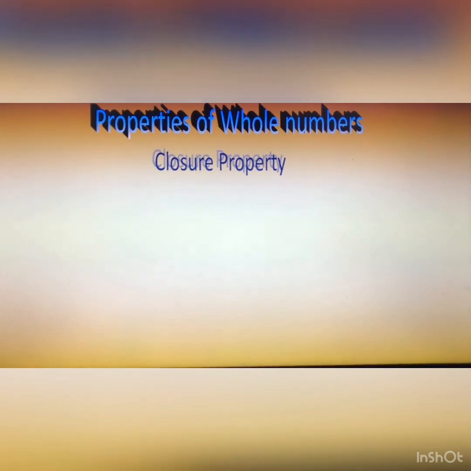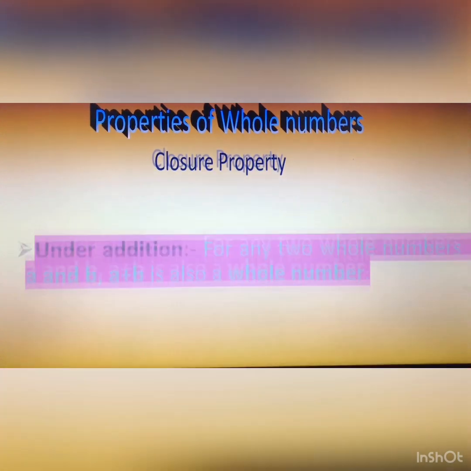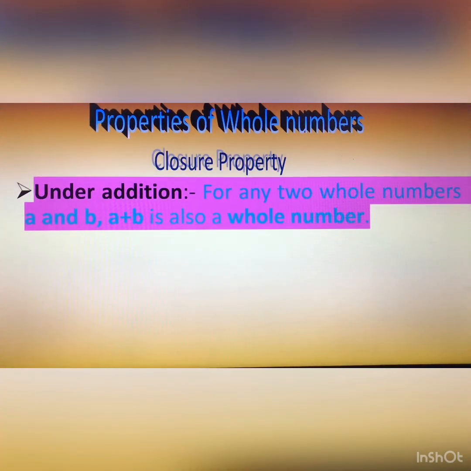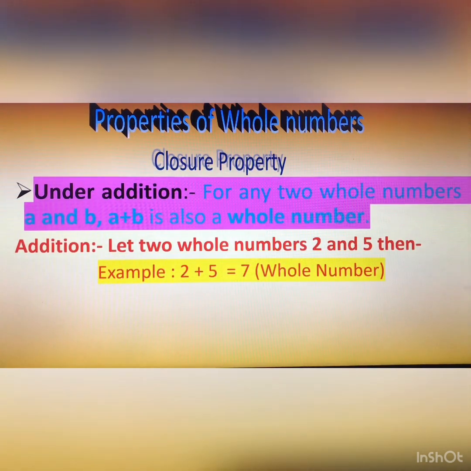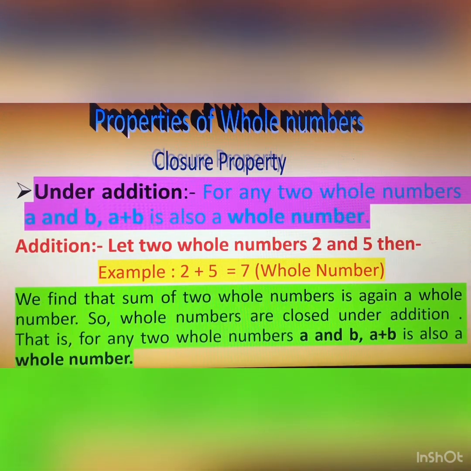First one is the closure property, and this closure property has four parts. Number one, closure property under addition. For any two whole numbers A and B, A plus B is also a whole number. Means if we add any two whole numbers, then we will get a result, and the result is also a whole number. Let us understand it with an example. Let two whole numbers be 2 and 5. Then the sum of 2 and 5 is 7, and 7 is also a whole number. Therefore, closure property under addition will hold.